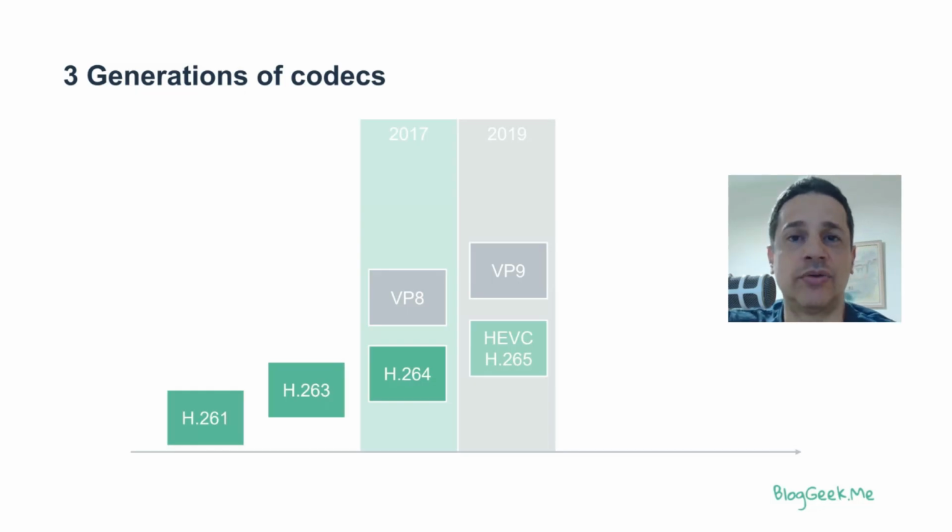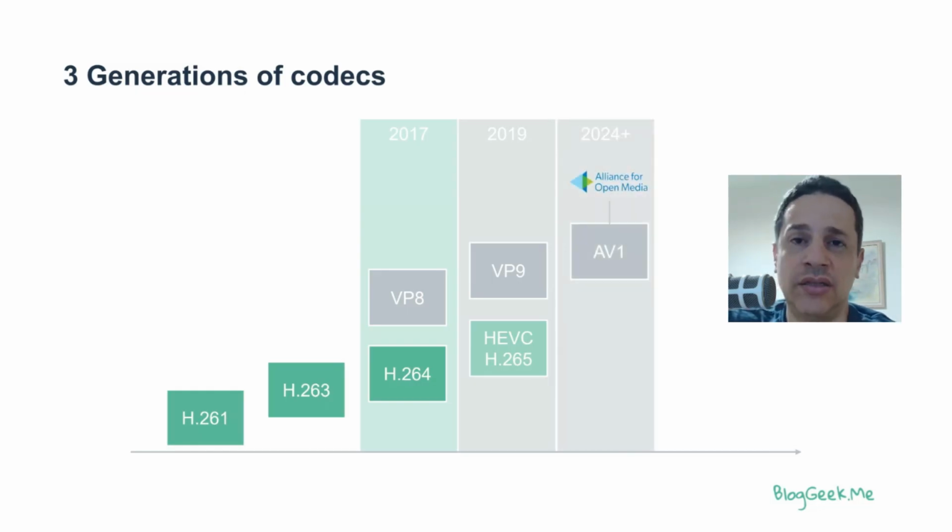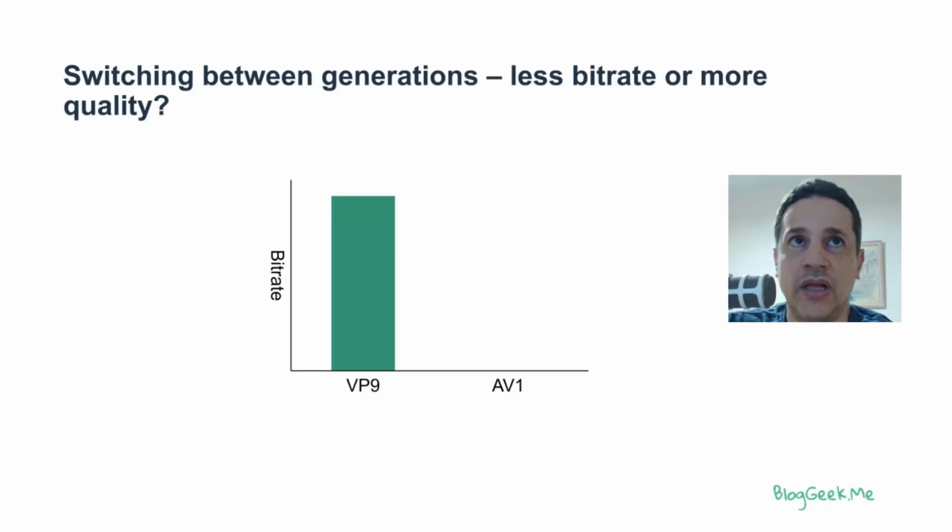The next generation that we're now starting to see in production is AV1. It has been in code in WebRTC for a few years now, but I'd say that only today you will start seeing applications that use AV1 in production, usually for very specific use cases and very specific scenarios. Why is that? Or what do we do when we switch from one codec generation to another?